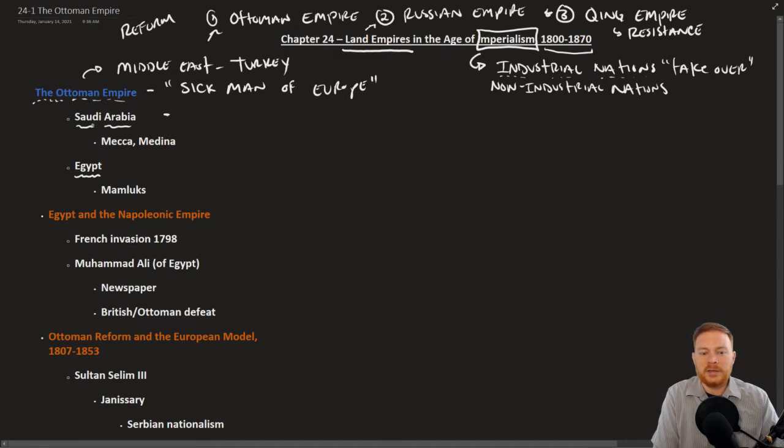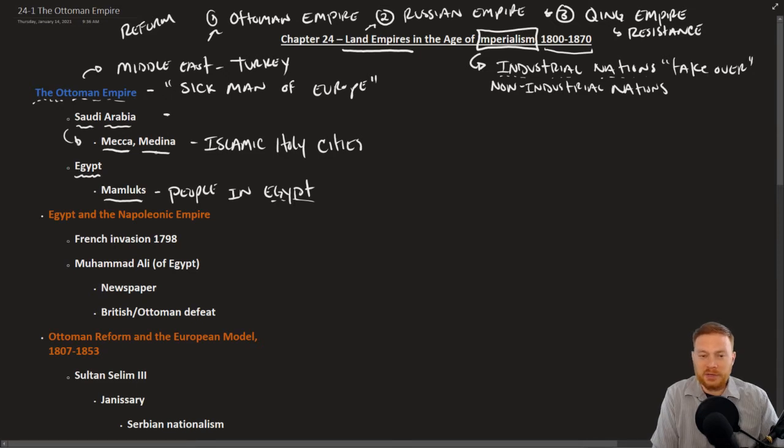So let's clear up a few things first. The Mamluks, those were people in Egypt. They had ruled Egypt prior to Ottoman control. They reasserted their control. And the holy cities of Mecca and Medina, these are Islamic holy cities. In Saudi Arabia, or what would become Saudi Arabia, or the Arabian Peninsula, local rulers there denied the ability for the Sultan to go to these cities. So this was kind of a slap in the face, you might say, to the Ottoman Sultan.